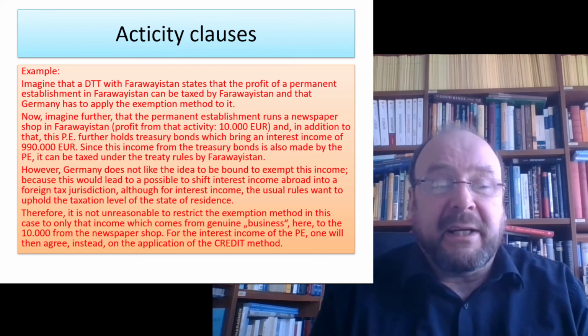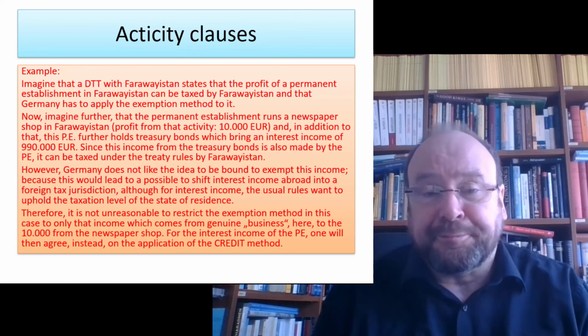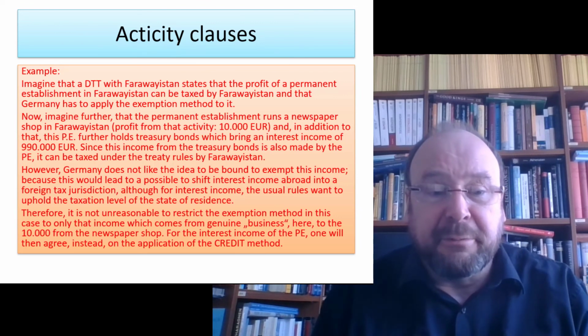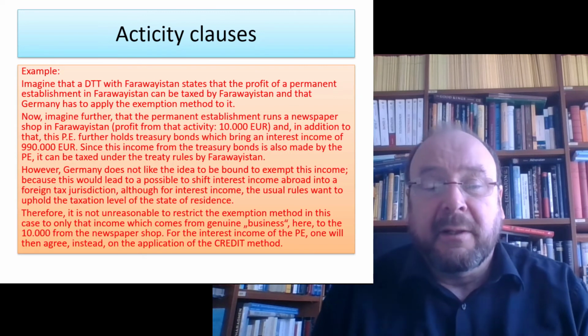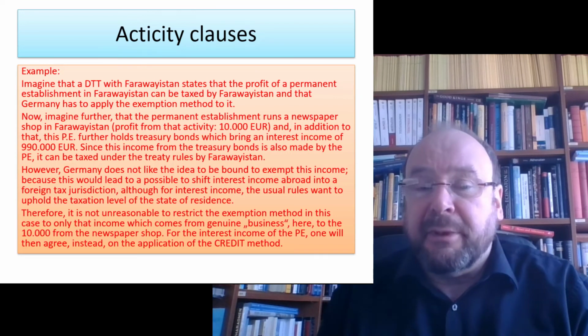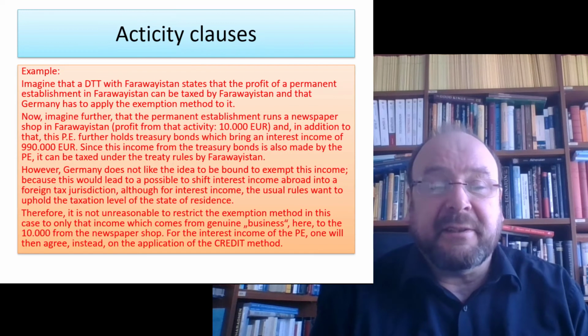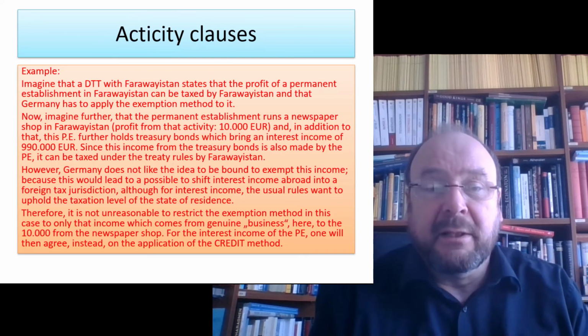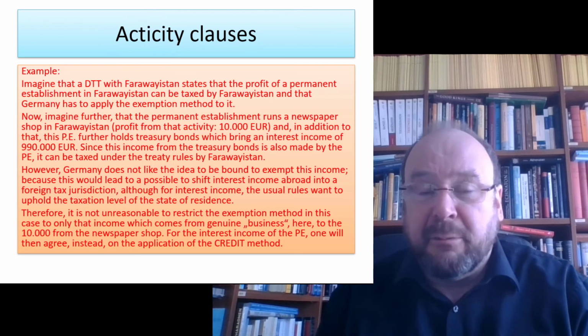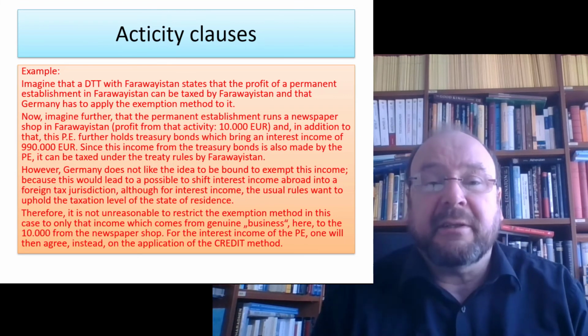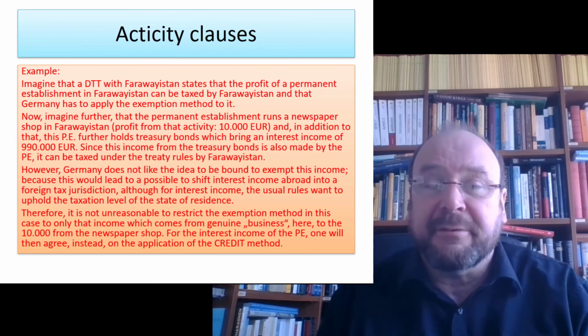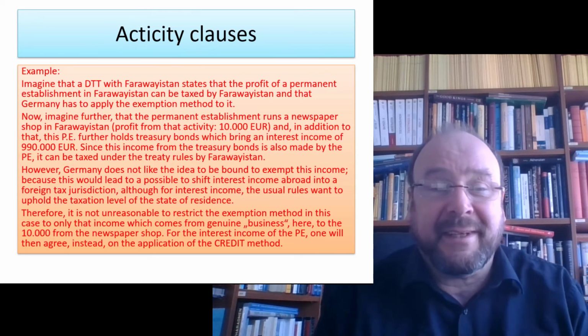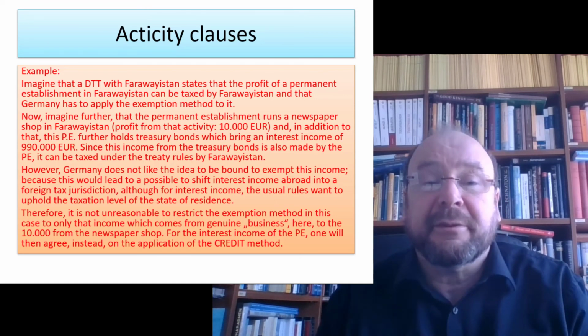Now, you might, in addition to that, contribute to that shop treasury bonds, which bring an additional interest income to that permanent establishment of 990,000. Now that interest income would be a part of the income of the permanent establishment. So Faroestan can, under the treaty, tax it, and you would have to exempt it.